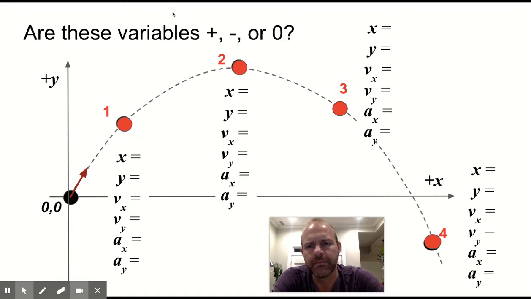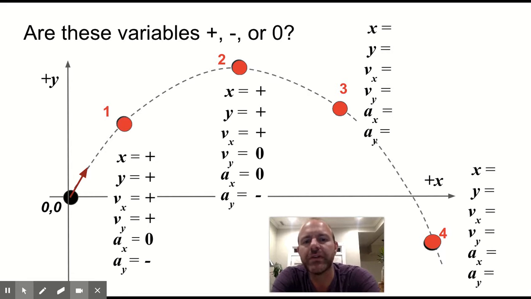All right, so if we look at the first position, number 1, we have a positive x position, a positive y position. It's moving up and to the right, so both velocity components are positive. The acceleration in the x is always 0. The acceleration in the y is always negative. If we look at position 2, we're still in the positive position in x and y. The velocity in the x is still positive, but the y velocity is 0 because we've reached the highest height. The x acceleration is 0, and the y acceleration continues to be negative.